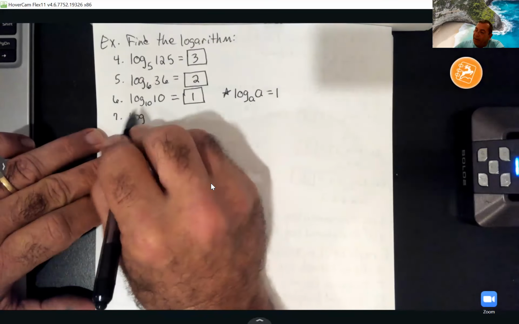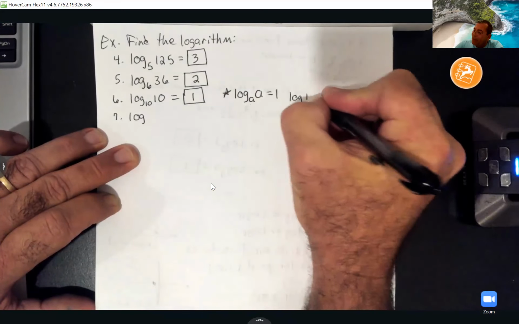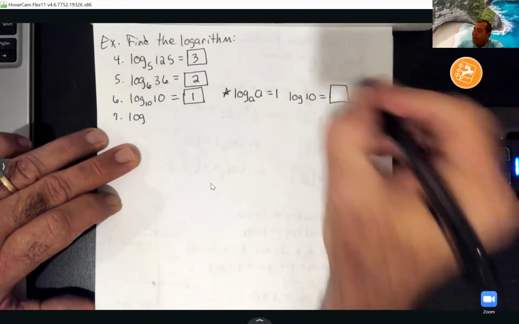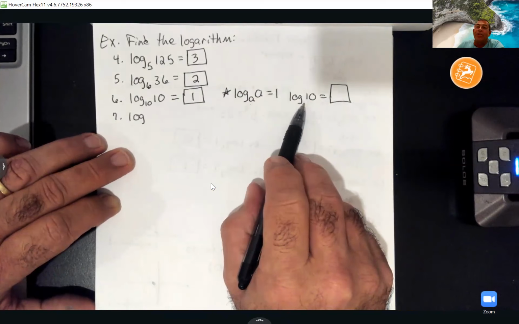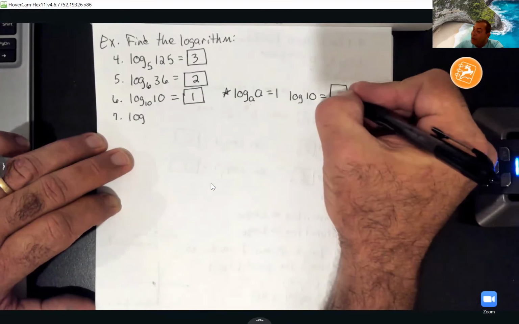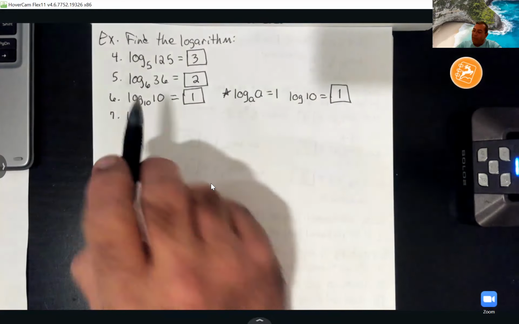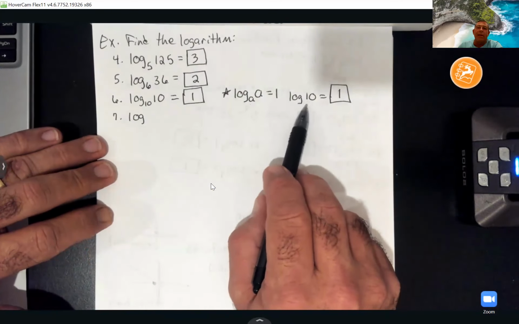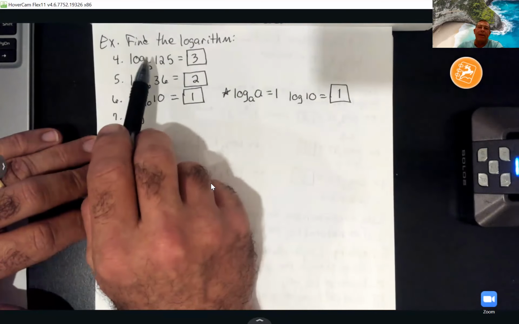Now remember, this log base 10 of 10, I could have done this to you. If I just got a log by itself, it is understood to have that 10 down there, okay? So this would still give you a 1. Just remember, this is the only number that won't be shown, the 10. Every other base has to have that number there.